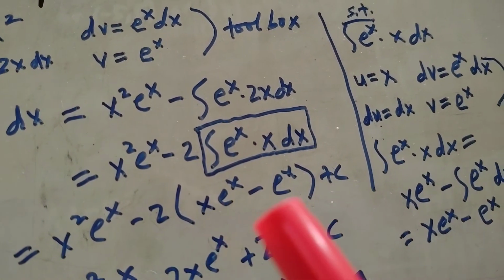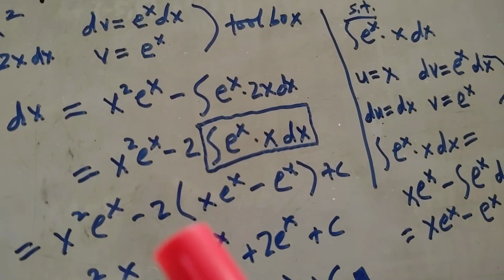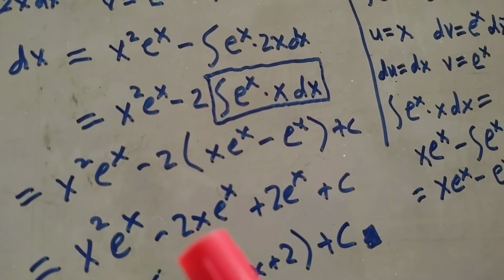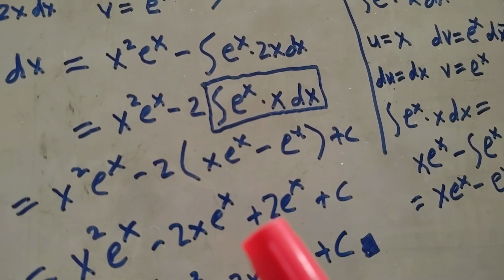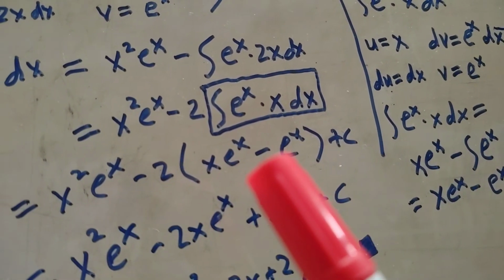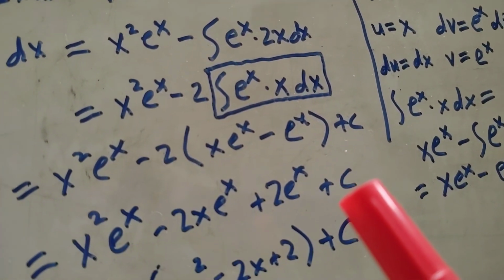Okay, and I would accept this answer as a final answer, or you could distribute the minus 2, which is what I did next. X squared e to the x minus 2x e to the x plus 2 e to the x. Notice I wrote plus because what's a minus times a minus? And then you write the plus c.